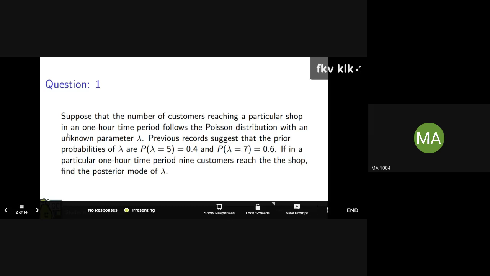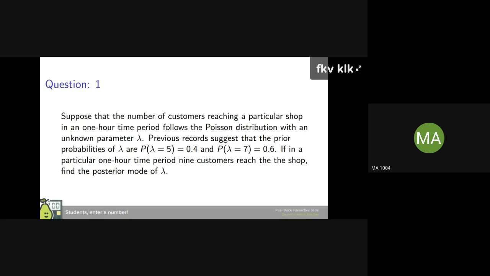Okay, so here is a question. It says, suppose that the number of customers reaching a particular shop in a 1 hour time period follows the Poisson distribution with an unknown parameter lambda. Now lambda here is a parameter, right? From the previous record, you have seen that the probability that your lambda takes the value 5 is 0.4, and the probability that your lambda takes the value 7 is 0.6. Now let's say if in a particular 1 hour time period interval, 9 customers are reaching the shop, then what is the posterior mode of lambda? You must have seen in the first lecture of week 10 what is posterior mode. So just try to find it out.